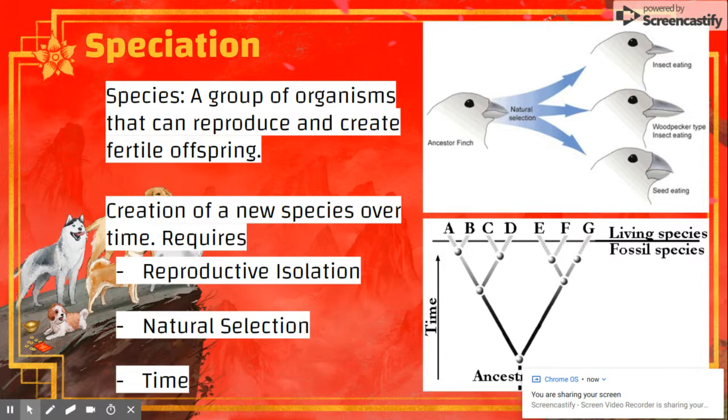Natural selection, so picking which animals are going to survive. So you have the natural selection here, which is the insect eating one, the woodpecker type eating insect, and the seed eating ones. Over time, different beaks would probably develop that would be able to survive. Okay. Next thing.